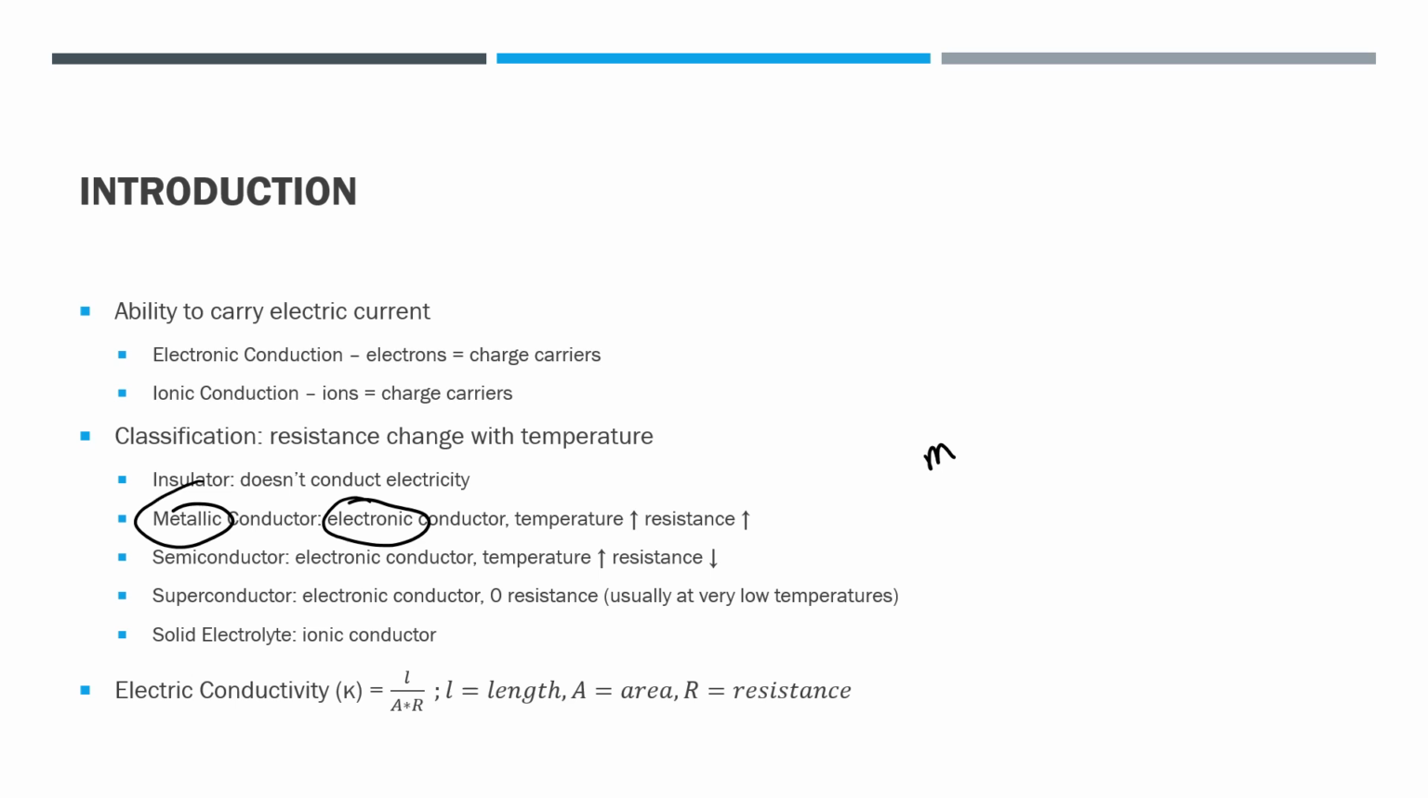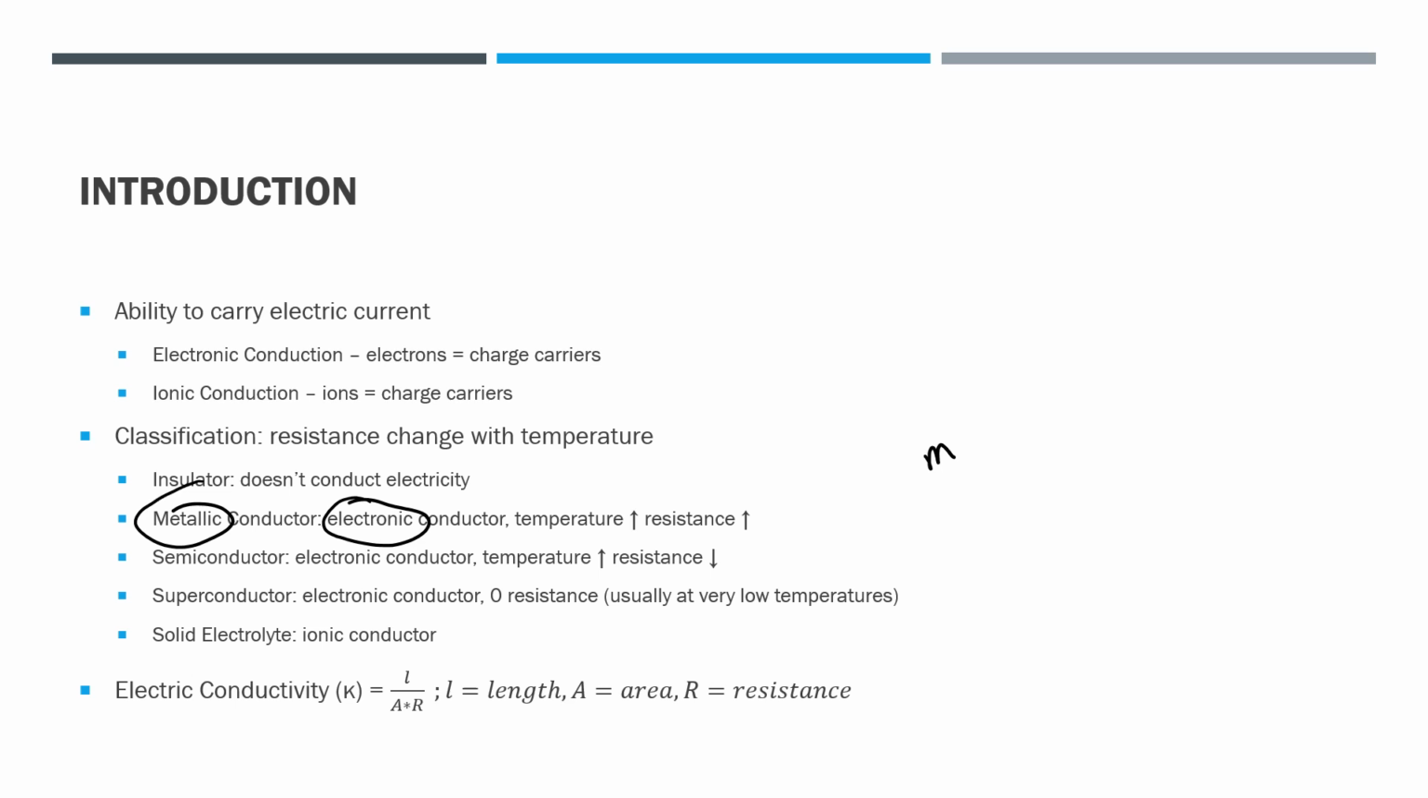You might have heard of superconductors. When you lower the temperature to really, really low, a few degrees above absolute zero, there's now research being done on high temperature superconductors. But generally, you go to really, really low temperatures, your resistance drops, and you end up with this phenomenon called superconductivity. But essentially all I wanted to say was that for metallic conductors, temperature up, resistance up.